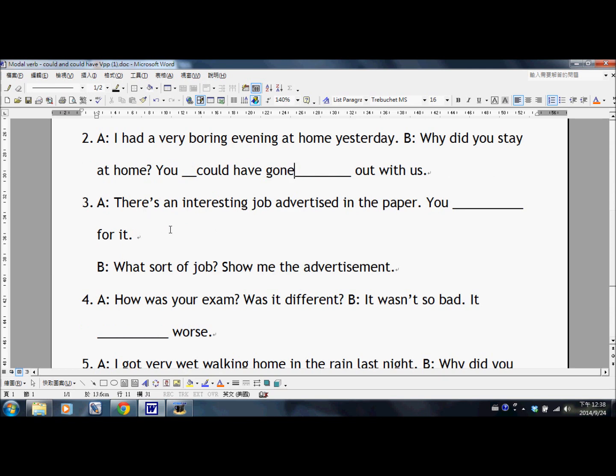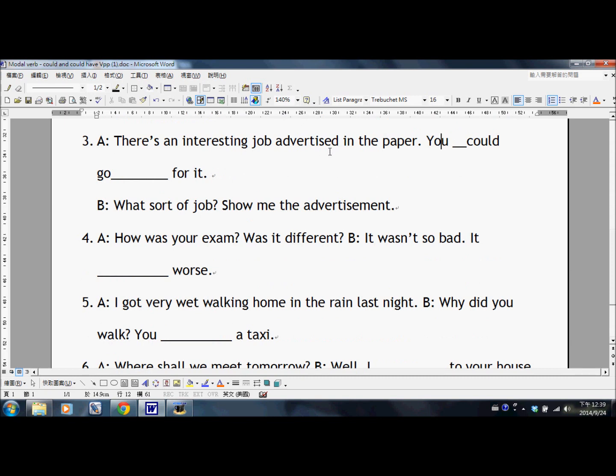Number three, there's an interesting job advertised in the paper. Now, you could go for it. Now, this might be a phrase that you're not familiar with. Go for it. Maybe you can try it. Okay, you could go for it, so you can go to a job interview. You can try your luck. You can try taking this job opportunity. So you can say you could go for it. What sort of job? Show me the advertisement. So it's not talking about the past, it's actually talking about the present and the future. So we use could instead of could have with verb past participle.